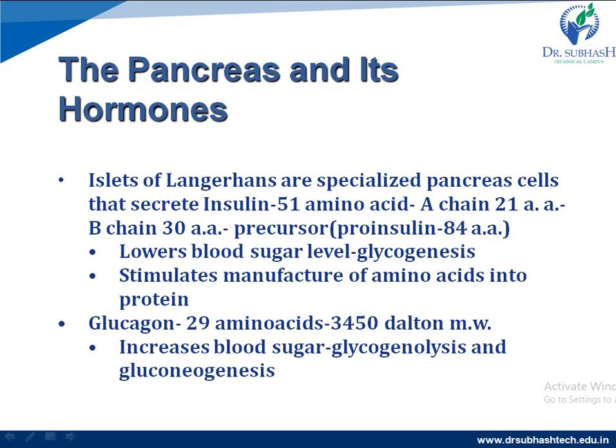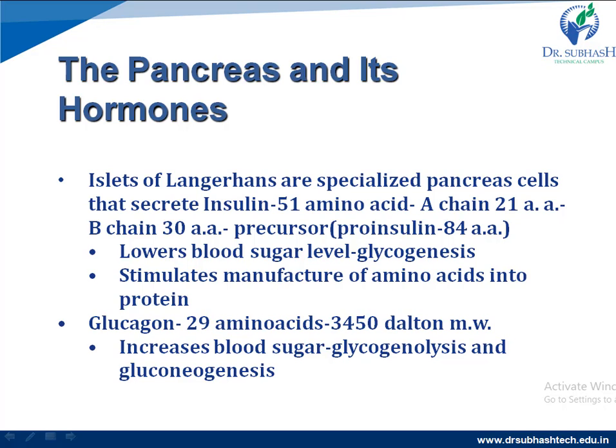In many conditions we may not have food. In those conditions, that glycogen may undergo breakdown to form glucose, and that glucose will be released. Insulin also stimulates the manufacture of amino acids into protein.